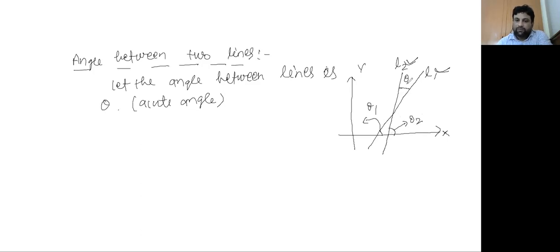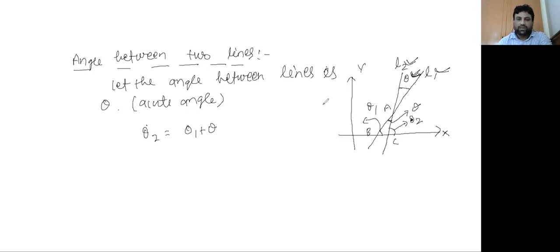So we know that if this angle is theta, then definitely this angle will also be theta. And we know the exterior angle property of a triangle. I think everybody knows: the exterior angle is equal to the sum of the opposite interior angles. We have learned this in lower grades. So here, if this is point A, this is point B, and this is point C, we can say that the angle theta 2 is equal to theta 1 plus theta.